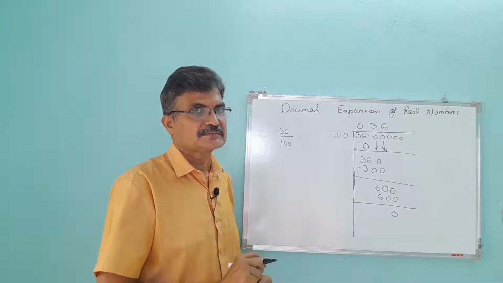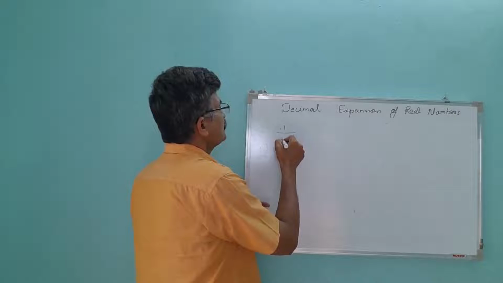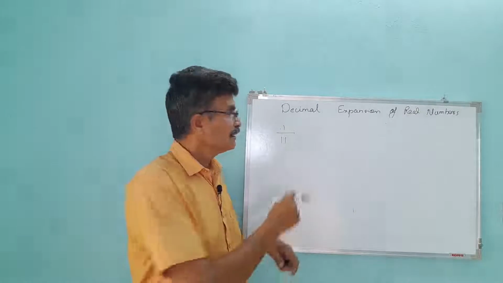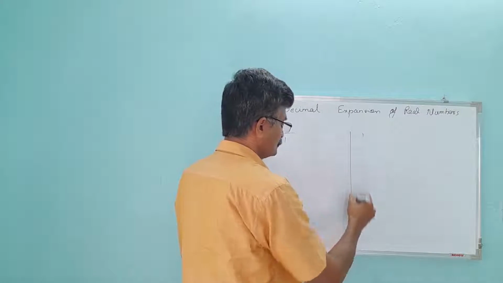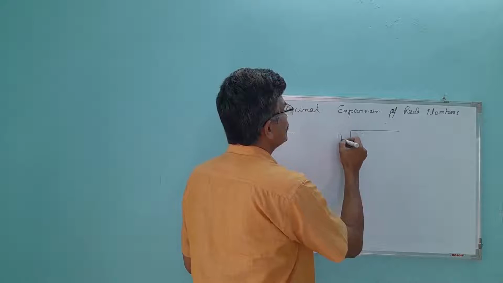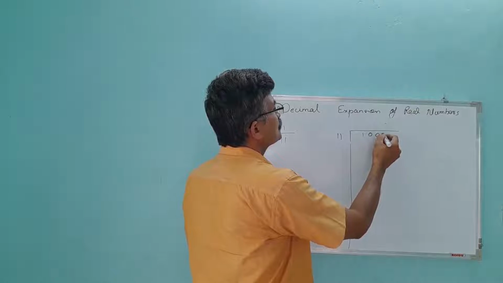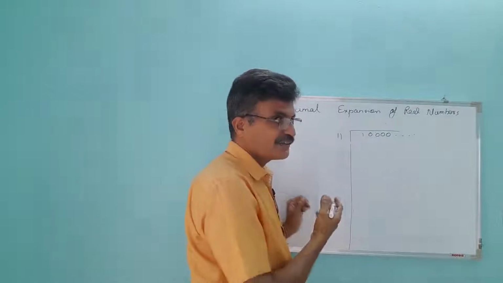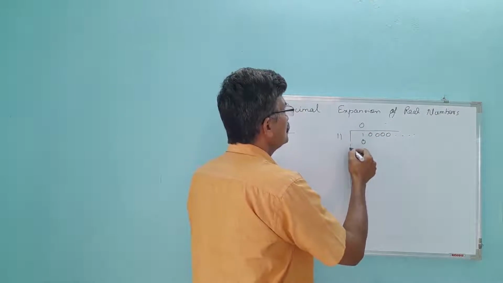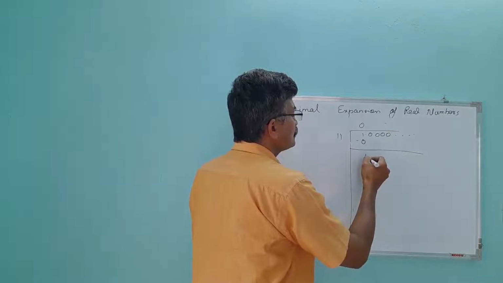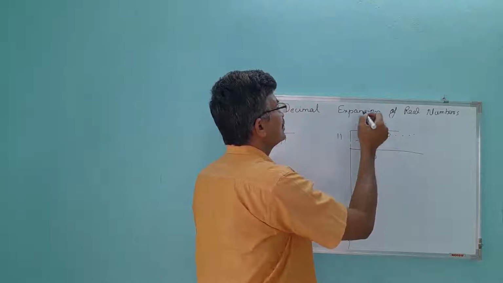This is one case. Take another example. 1 by 11, a rational number. P by Q form, Q is not equal to 0. Here, the dividend is less than the divisor, so we put zeros here. You have already studied this type of division in the earlier classes. How many times? 0, 0, subtract, remainder is 1. Bring this 0 here, decimal point, put the decimal here.